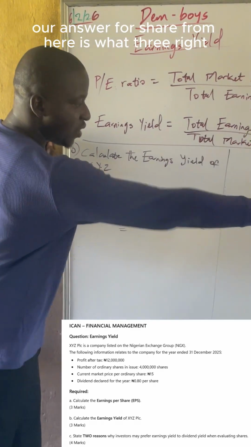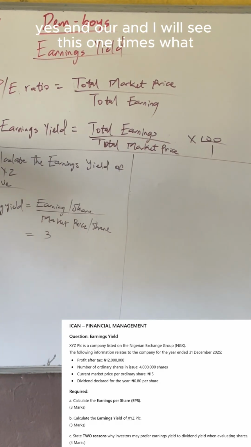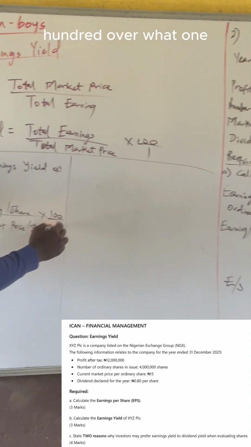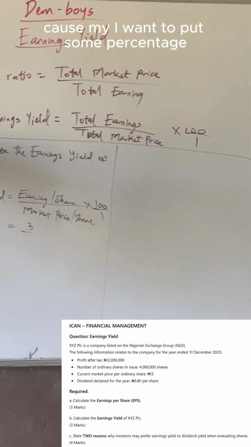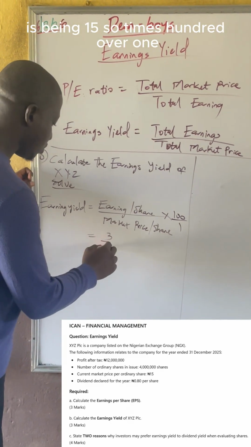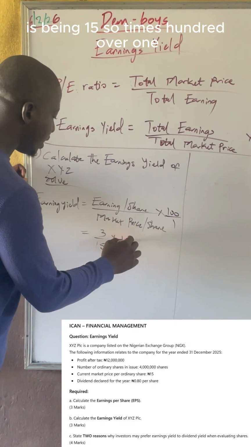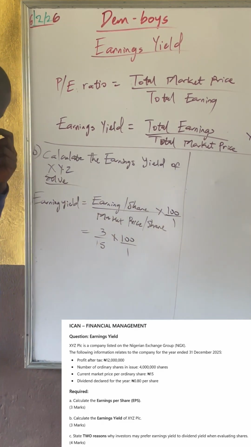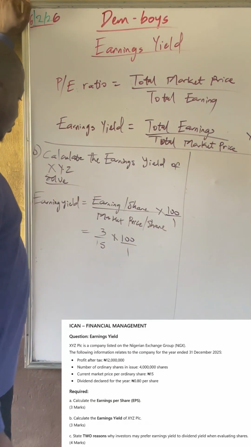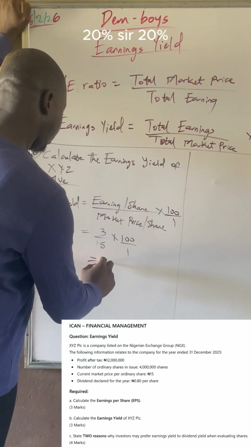Our earnings per share from here is 3, times 100 over 1, because I want to put this in percentage. Our market price is 15. So times 100 over 1, that is, I think, 20%.